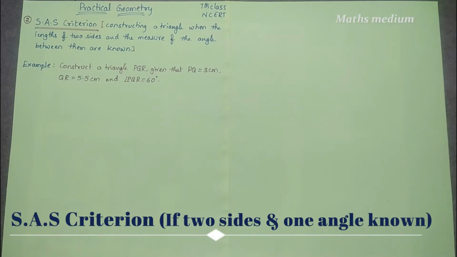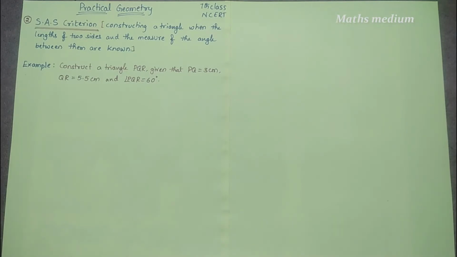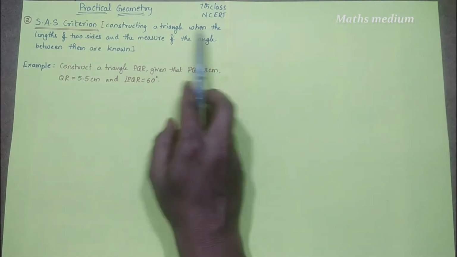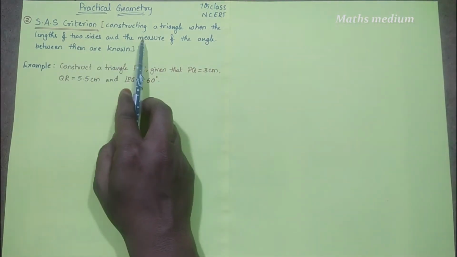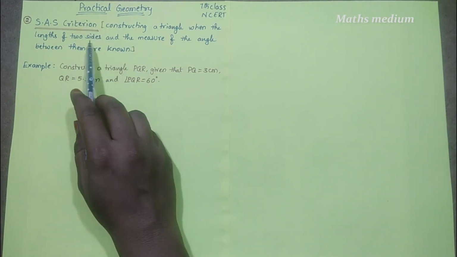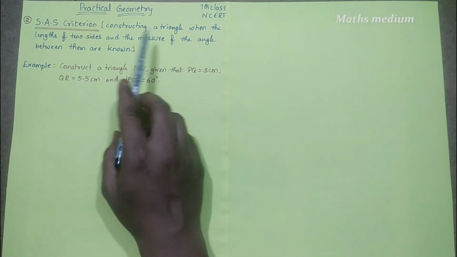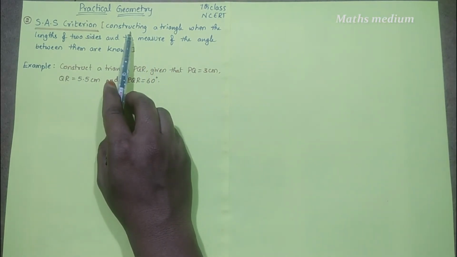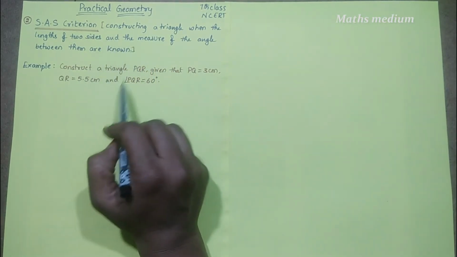Today I came with another topic, that is SAS criterion from Practical Geometry, 7th class NCERT. So in this session we are going to discuss constructing a triangle when the lengths of two sides and the measure of the angle between them are known. It means two sides and one angle are given, then how we are going to construct a triangle. That is the main theme here, construct a triangle.